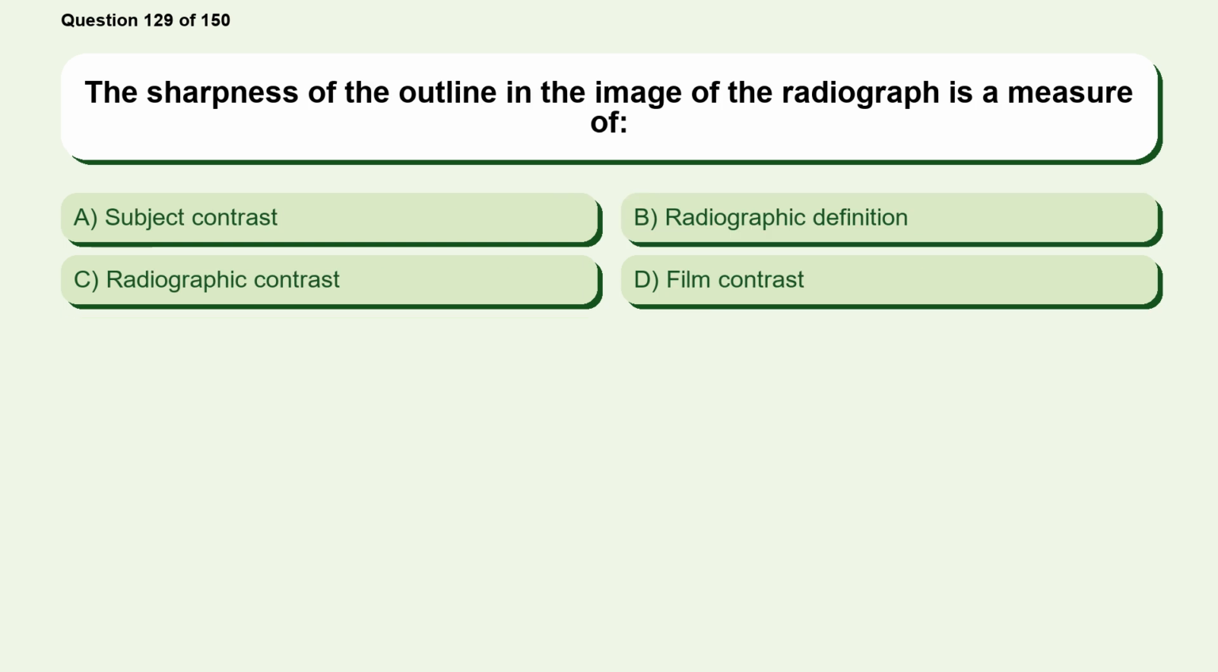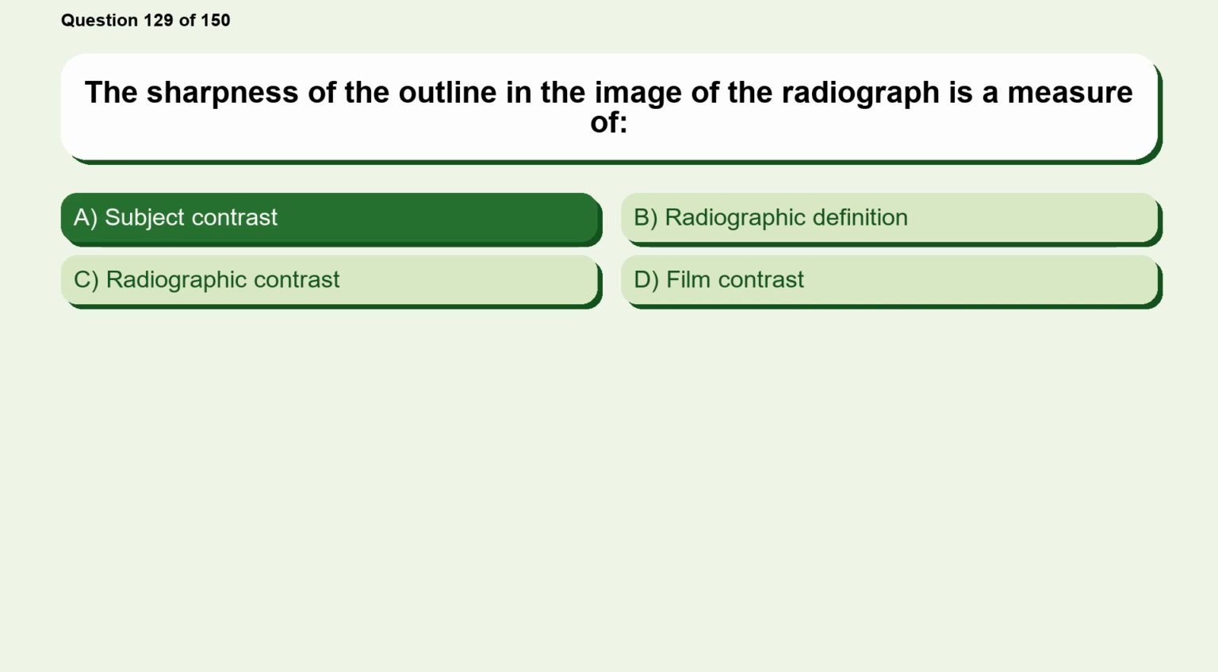Question 129. The sharpness of the outline in the image of the radiograph is a measure of: Option A, subject contrast. Option B, radiographic definition. Option C, radiographic contrast. Option D, film contrast. The correct answer is option A, subject contrast.